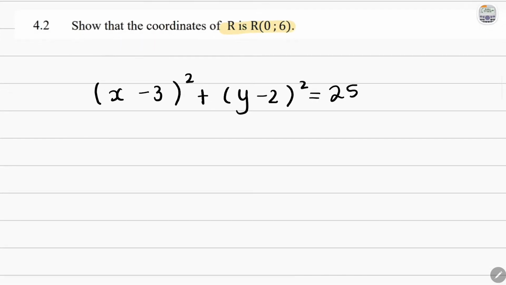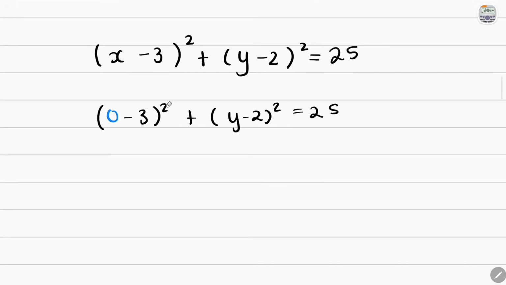Okay, so we'll make x equal to 0 to find the y-intercept, and this is (0 minus 3) all squared plus (y minus 2) all squared equals 25. Negative 3 squared is 9, and if you transpose that, 25 minus 9 is 16. So we can just say this is (y minus 2) all squared equals 16.